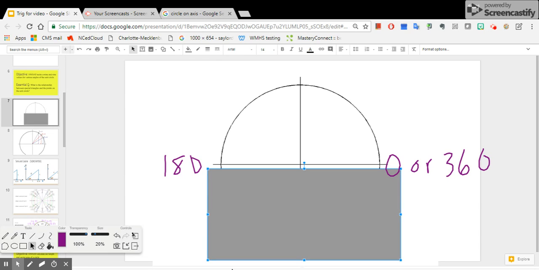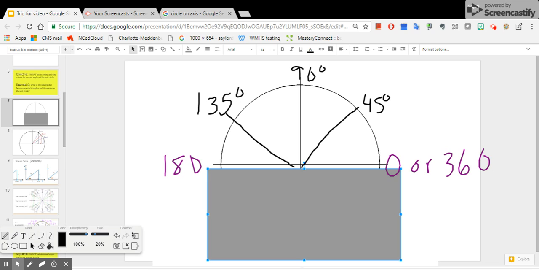I'll go ahead and put it back in black. So half of 180 up at the top here is going to be 90 degrees. I can cut 90 in half and get 45. And on the other side, if I cut halfway between 180 and 90, I'm going to get 135.